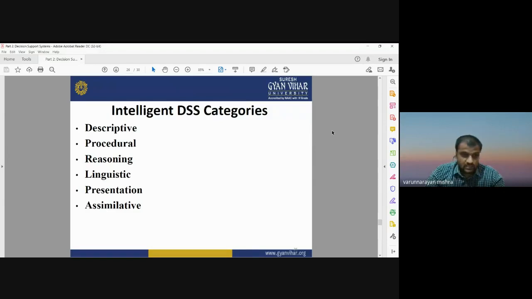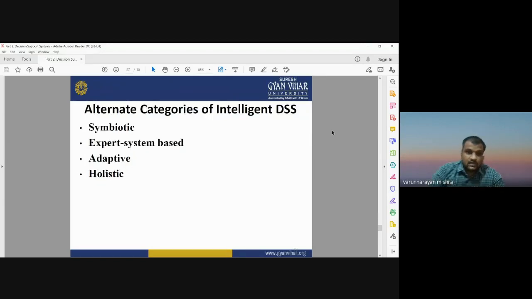Alternate categories of intelligent DSS include symbiotic. You can also use symbols. You can also have a holistic intelligent decision support system and adaptive decision support system. So these are some alternate categories of intelligent decision support system.